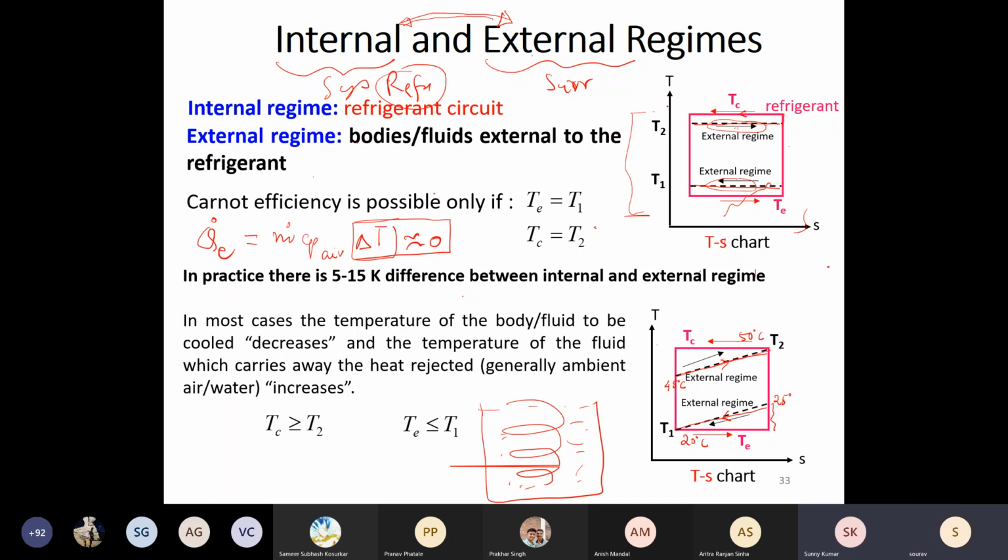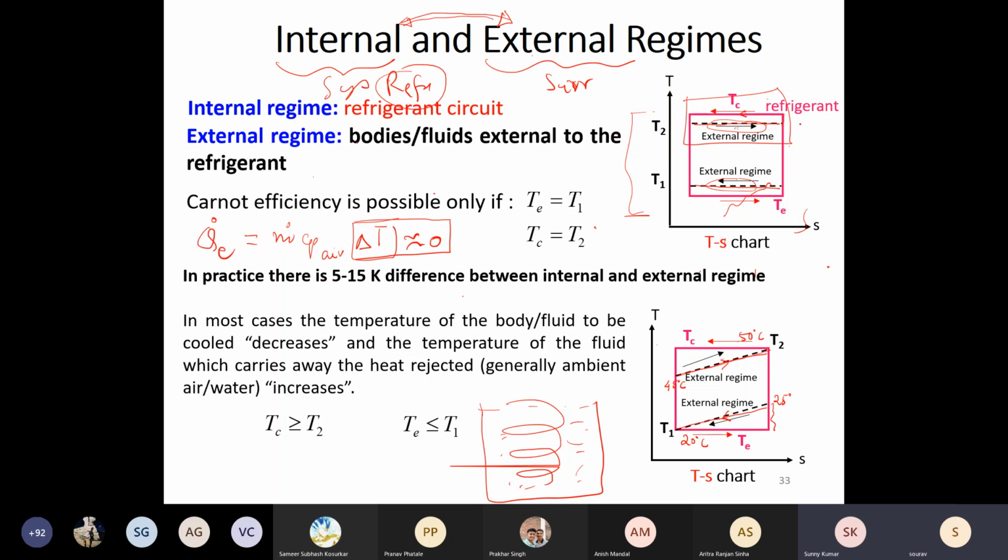But these are all extreme scenarios. Most of the time, especially on the external regime, on the condenser side, you will see you're losing heat to the ambient air or maybe ambient water. If you have a large water body nearby, let's say you have a river, you can dump a lot of heat into the water. So you can have a water cooled condenser.